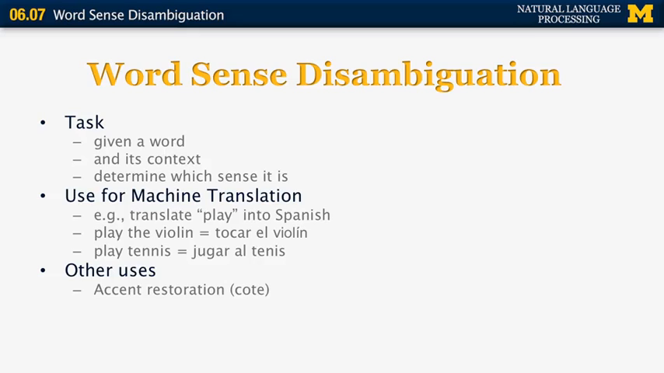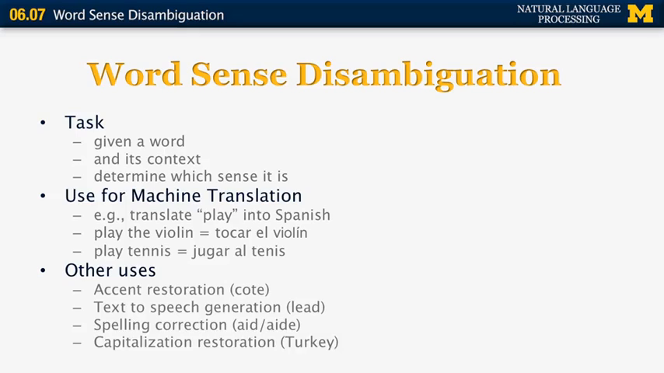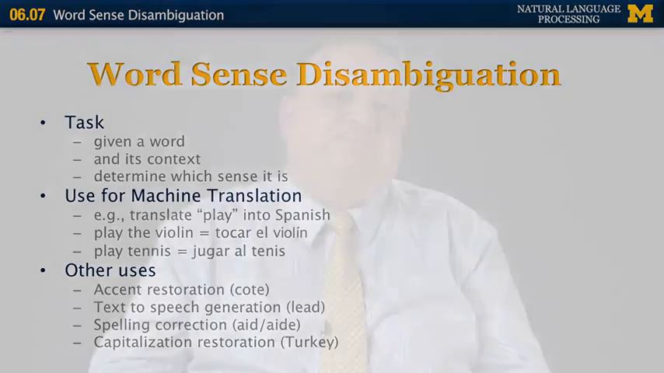Another use is text-to-speech generation. So in this case, we may have a word that has multiple pronunciations depending on the meaning. So for example, lead or led in English. And then spelling correction. So we want to be able to distinguish between words like aid and aid with an E. And finally, capitalization restoration. So we have a word like turkey. If we know its meaning as a bird or as a country, we can properly capitalize it in some text that is not capitalized to start with.